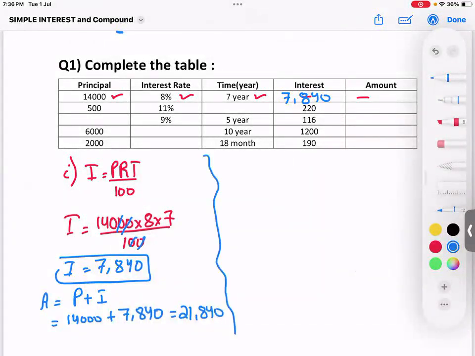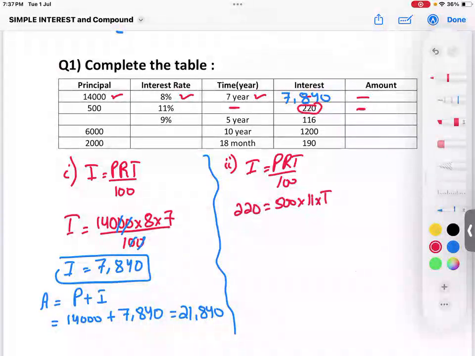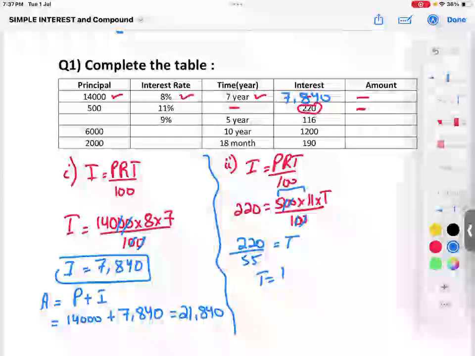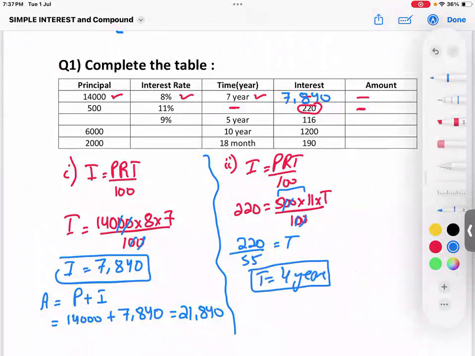Now part number 2. In part number 2, we need to find out time and amount. Same formula, and you can see they have given us the interest. So the formula is I is equal to PRT divided by 100. The interest in this question is given: 220 is equal to P is 500 multiplied by R is 11 multiplied by T, time is not given, divided by 100. Zeros will be cancelled out. 5 multiplied by 11 will be 55. 55 goes to the other side and divides. So 220 divided by 55 will give us 4. So this is considered as 4 years. I told you we will calculate time in years.